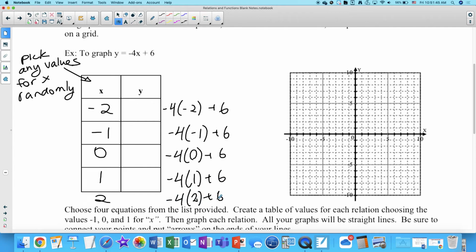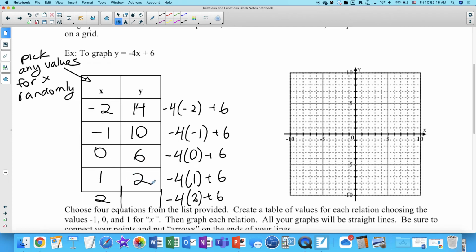Okay, and then either use a calculator or you probably could do this in your head to figure out the y value. So this is like 8 plus 6 is 14. Okay, -4, right? +4 plus 6 is 10. 0 plus 6 is 6. -4 plus 6 is 2. And -8 plus 6 is -2.